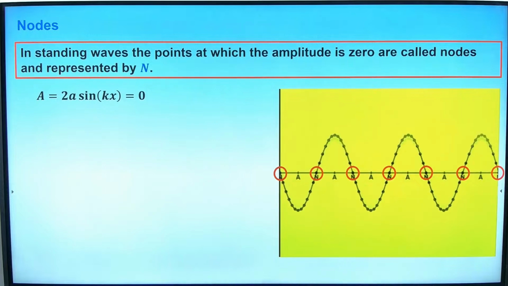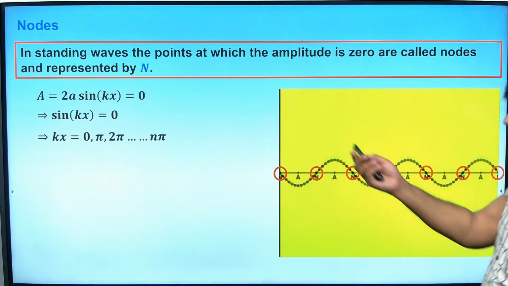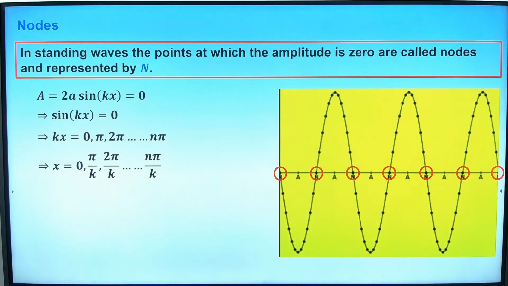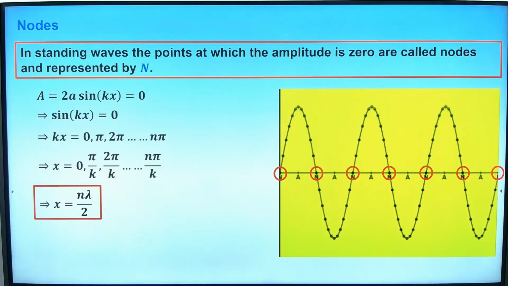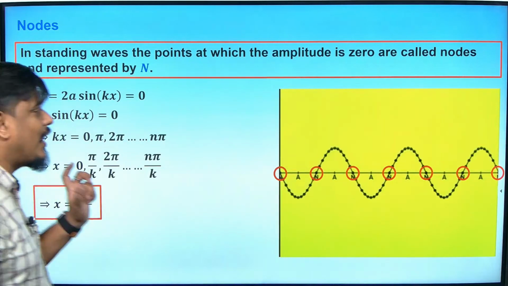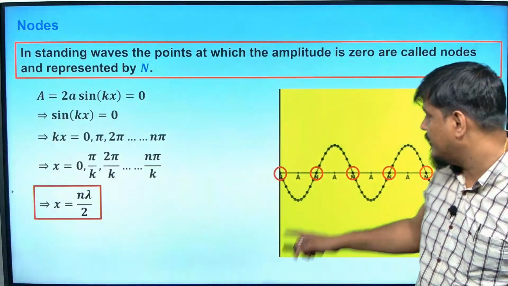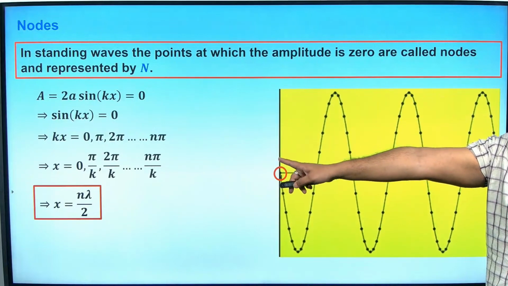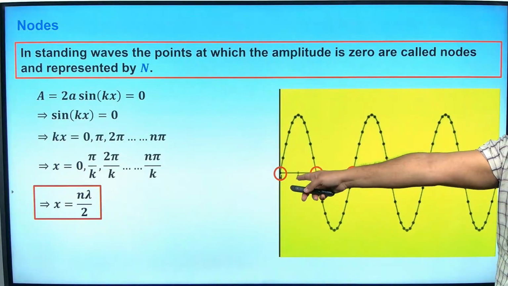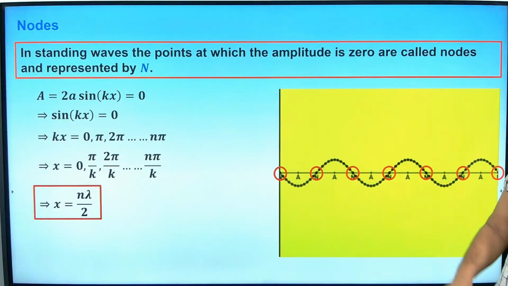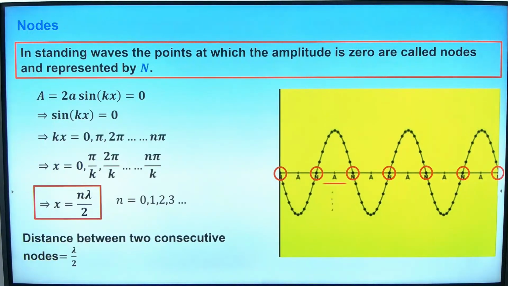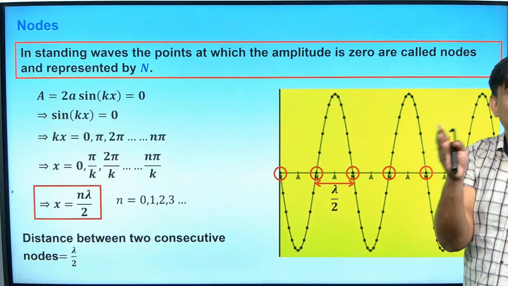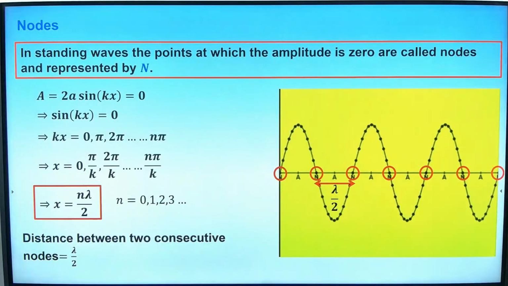Next, we found the positions of the nodes by equating 2a sin kx to 0. We got the nodal positions as n times 2 pi by k. So all the points which are at a distance of n lambda by 2 are going to be nodal points. If you put n equal to 1, lambda by 2, n equal to 2, lambda, n equal to 3, 3 lambda by 2, you are going to get all the nodal points. Distance between two nodes will be how much? Lambda by 2, because if you subtract two things, it will always be lambda by 2. So always remember, the distance between two nodes in a stationary wave is always lambda by 2.